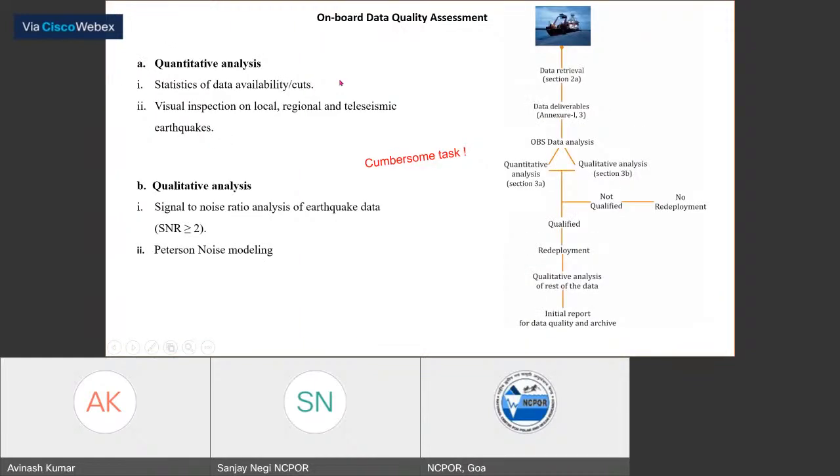One of the very important tasks, which is quite cumbersome, is the onboard data quality assessment. Why it is important is because the quantitative and qualitative analysis of the data is done before the deployment. So the statistics of the data availability are site specific: when you deploy an OBS seismometer at a particular location, the noise at that particular site can be very high. So this quantitative and qualitative analysis helps you take a decision at that particular time on whether further redeployment has to be done or not.